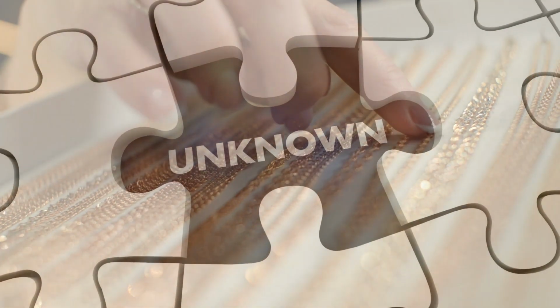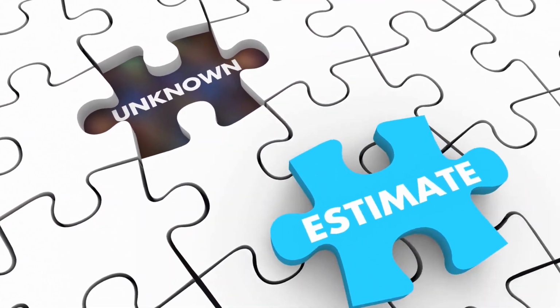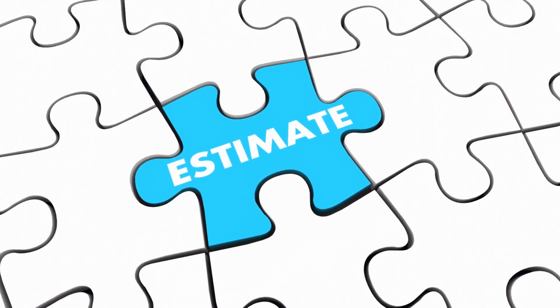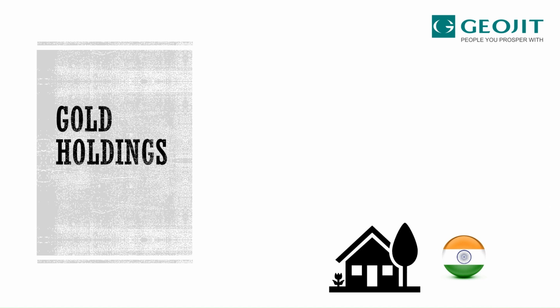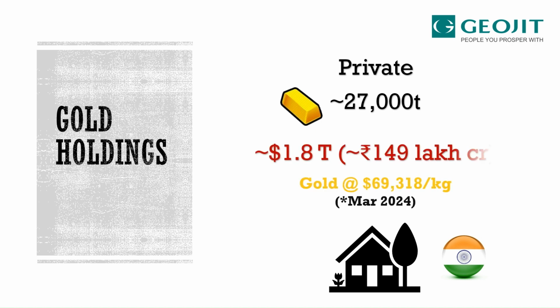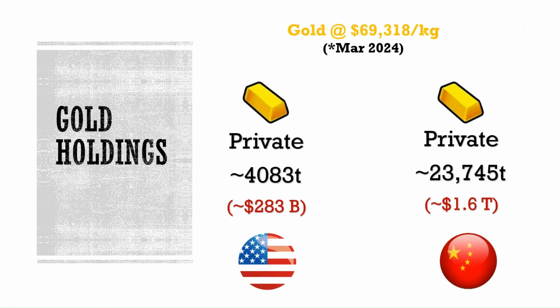Now, the estimates of private ownership of gold vary quite a bit across the world, but it gives us something to work with directionally. According to the chief investment strategist at Geojit Financial Services, Indian households own around a whopping 27,000 tons of gold, valued at roughly $1.8 trillion at this gold price. We also have estimates for private gold ownership in the United States and China.